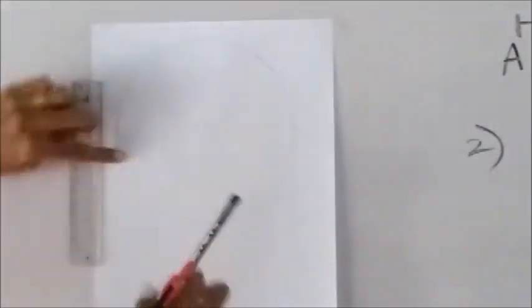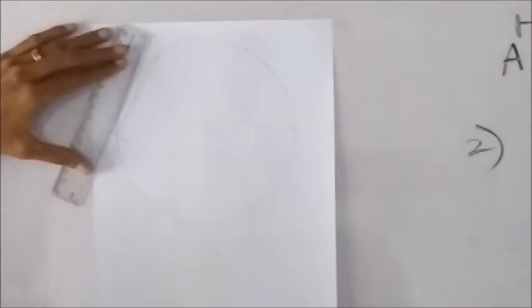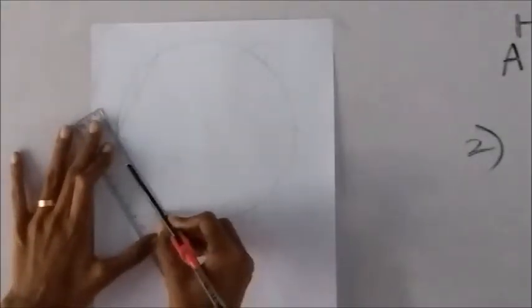See, now we can join these arc segments. That means we can see the points where the circle and these arc segments intersect. So accurately join those points. Sometimes I have noticed that students join the ends of these arc segments. That is wrong. See, the intersection points should be joined like this.